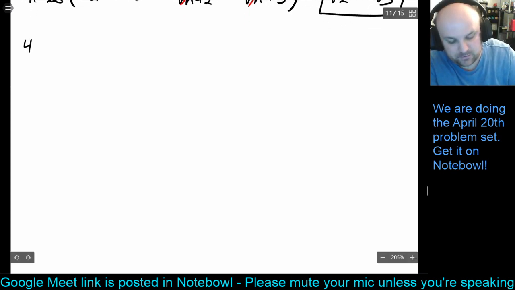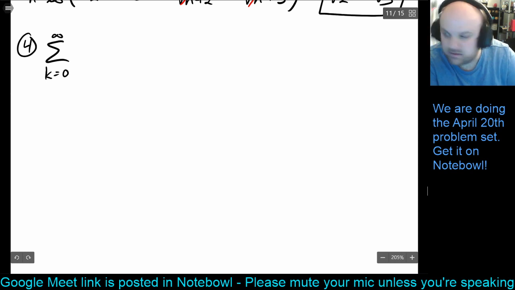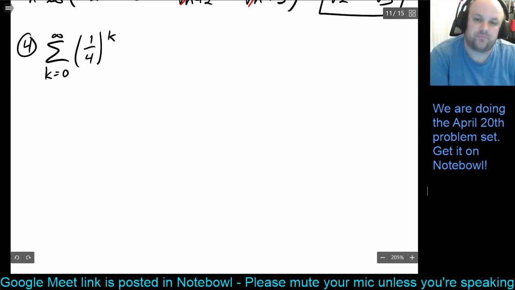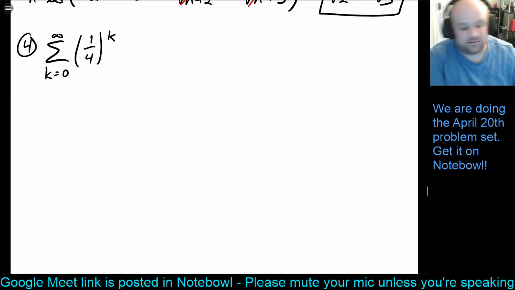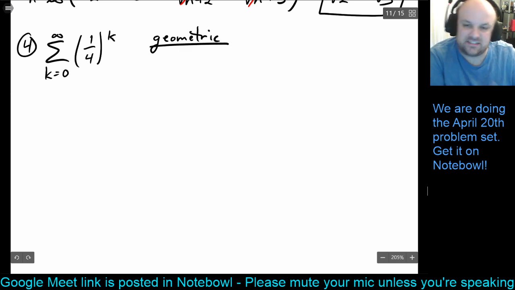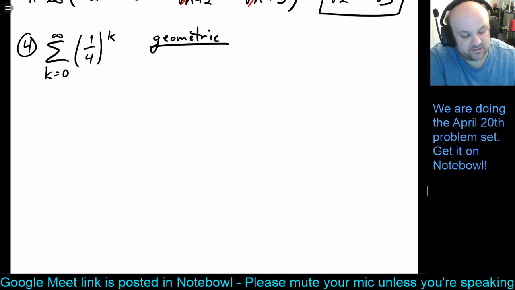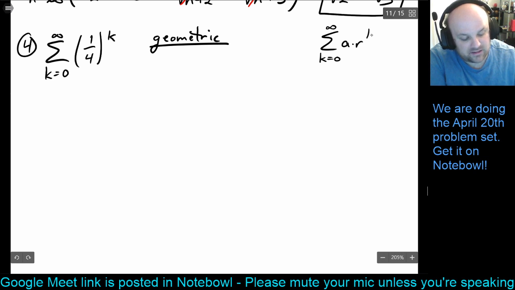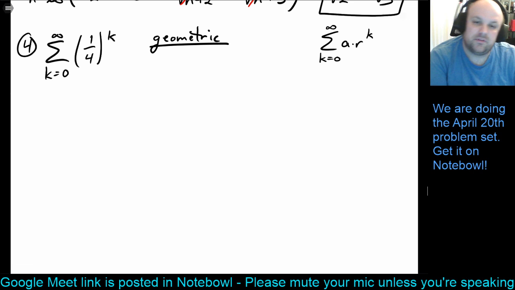So let's look at number 4. We're looking at the series from 0 to infinity of 1/4 to the k. We look at that one. Probably not a big surprise. This is geometric. This basically fits exactly the bill for a geometric series, which I'll just remind you here: the sum from 0 to infinity of a times r to the k. So that's the form of a geometric series.